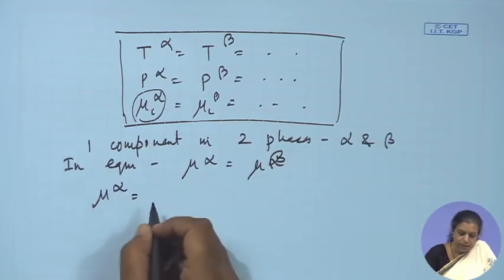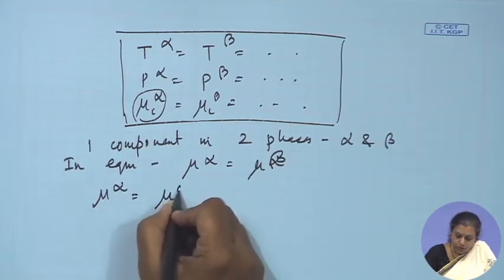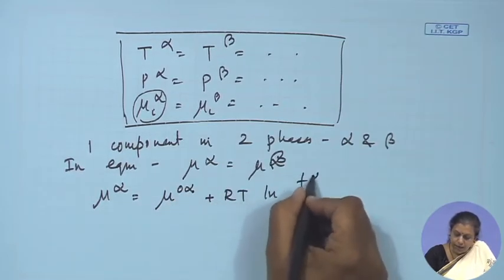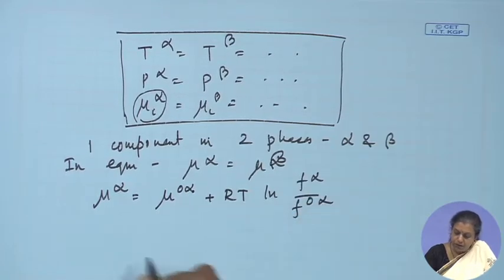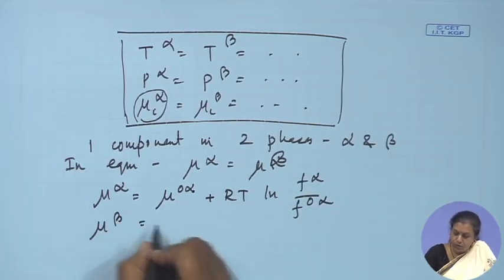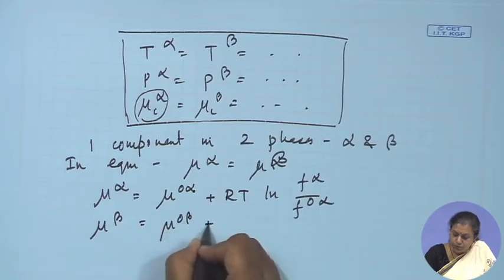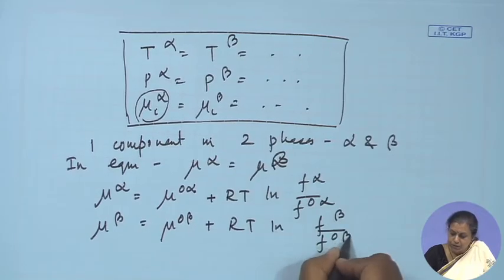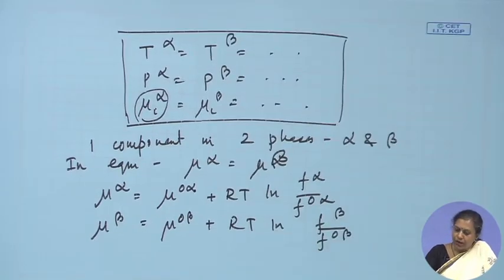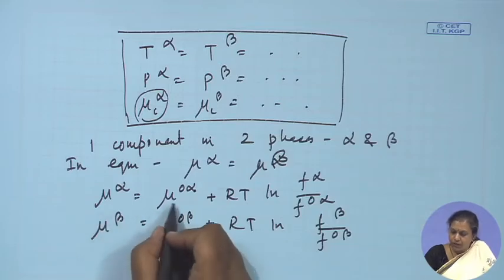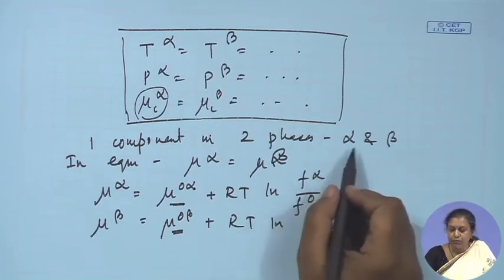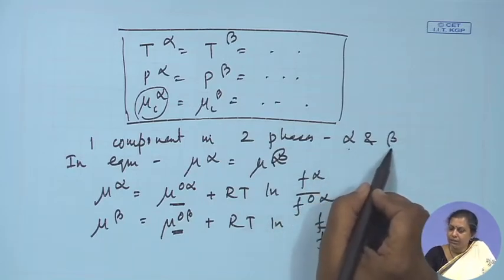How is mu alpha related to fugacity? It should be equal to some standard state mu 0 alpha plus RT ln f alpha by f 0 alpha. Similarly, what is mu beta? It is equal to mu 0 beta plus RT ln f beta by f 0 beta. Now, we are stuck here. Why? Because we cannot proceed further unless we have some idea regarding the standard states in the two phases alpha and beta. What are the standard states? They may be the same, they may not be the same.